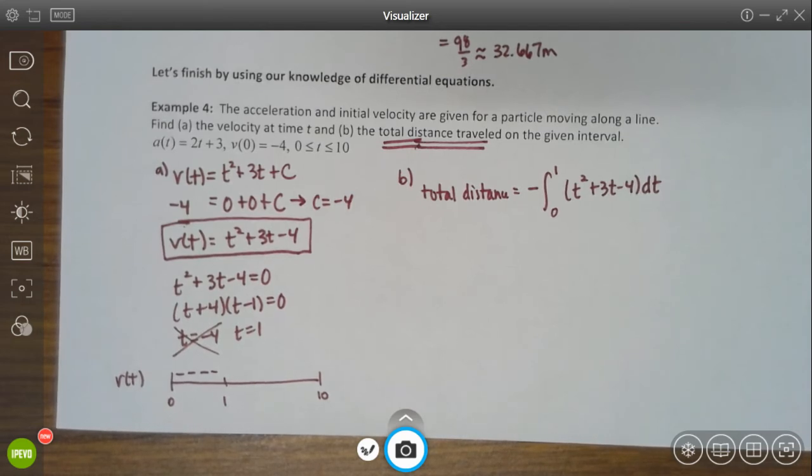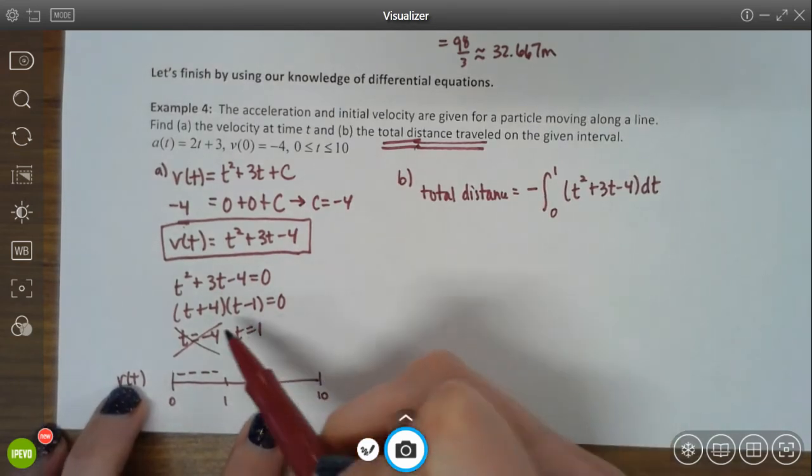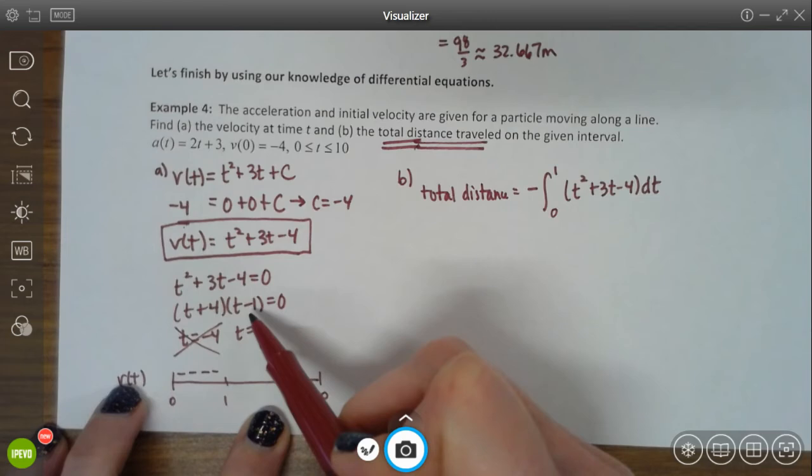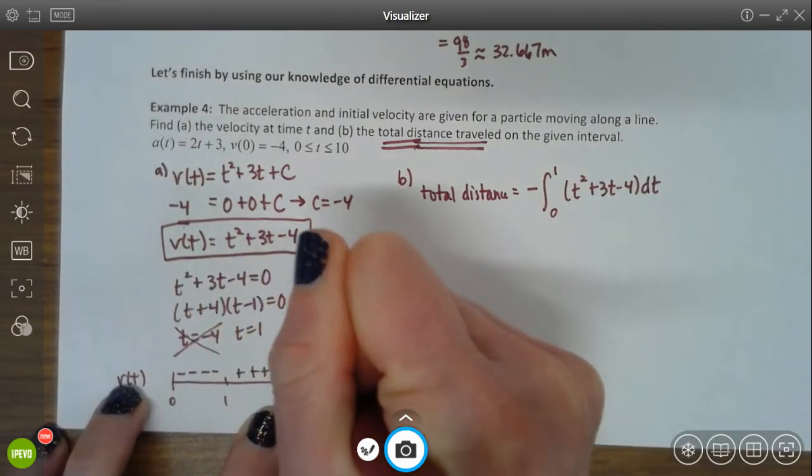And now let's find my distance from 1 to 10. Let's make sure he's moving to the right. I'll pick something in between like 5. 5 plus 4 is 9. 5 minus 1 is 4. 9 times 4 is positive. I'm moving to the right from 1 to 10.